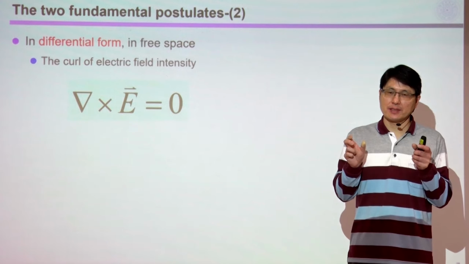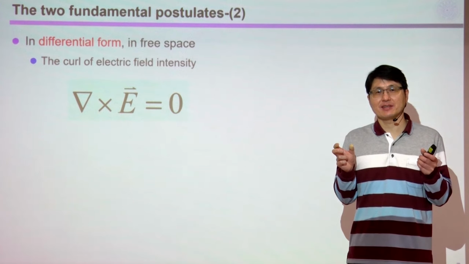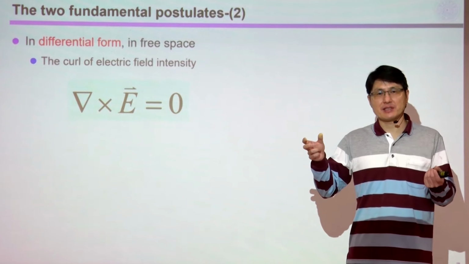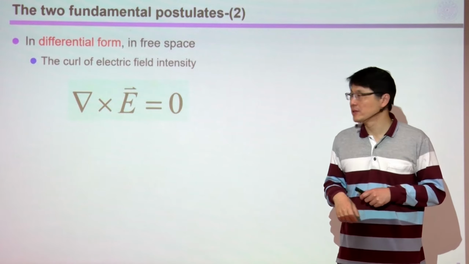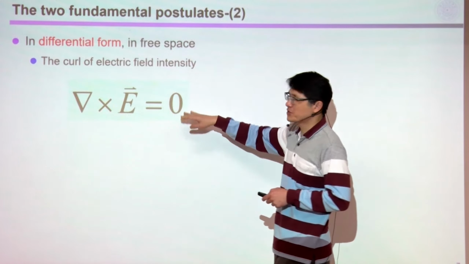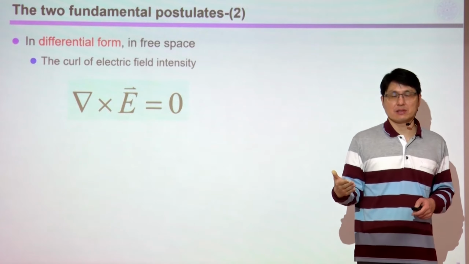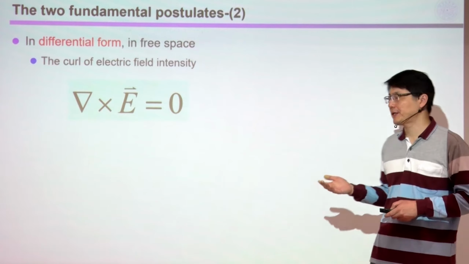These two are like twins. You have one, you must have the other. So curl of E field is zero, means electric fields are conserved. Right?